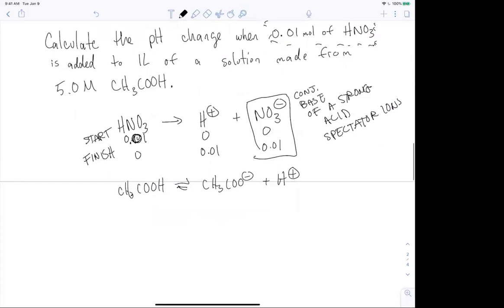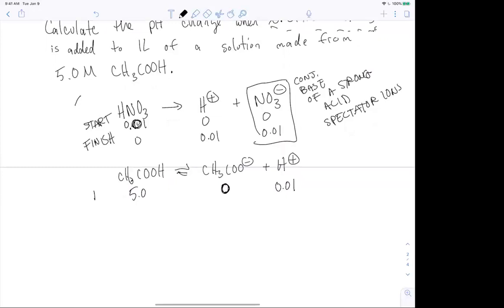Okay, so then I want to move on. I look at my strong acid first, and then I come down here and I want to solve my rice table. So I start out with 5 molar of this. I have none of this present, which is why it's not a buffer, because I'm not starting with any acetate in solution. And then I have some amount of H plus over here as well. And then I want to set this up. I don't know how hard this is going to be to solve. Hopefully I didn't set up some impossible math problem for myself.